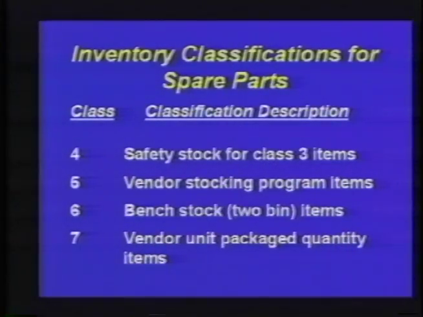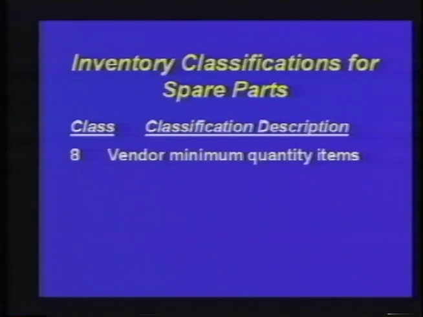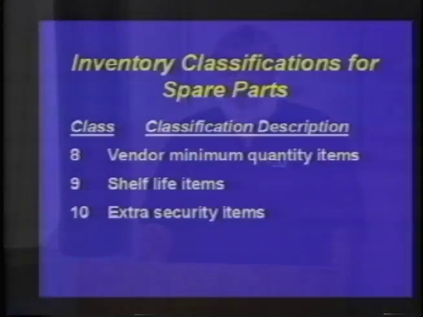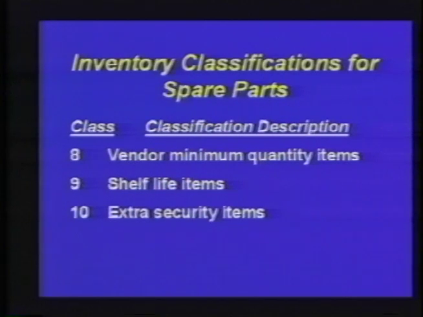Where a supplier has a minimum identified with his or her shipment, then that is identified as class 8. So classes 7 and 8, we have to follow the minimum or the package quantity as identified by the supplier. Shelf life items, I've already addressed that, and that is a requirement for shelf life codes. The extra security items are those items that we want to consider being housed in the bonded crib.